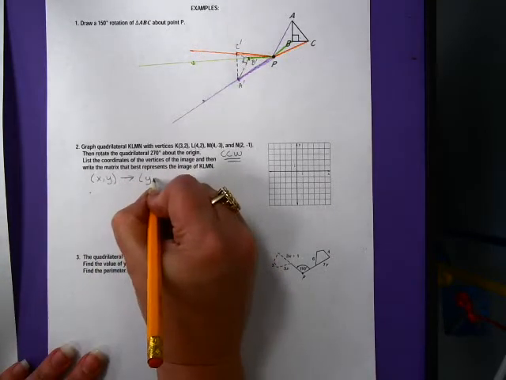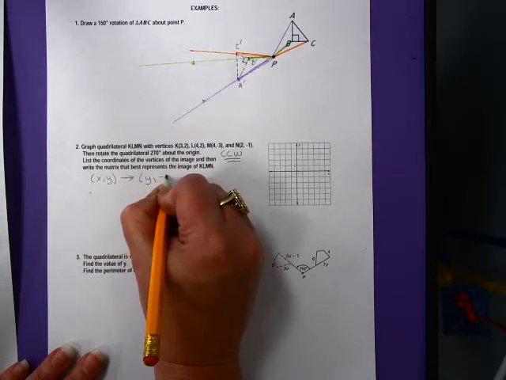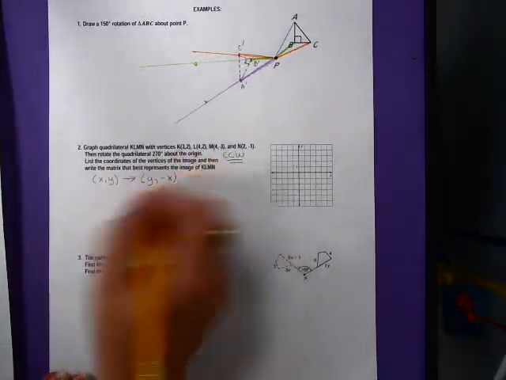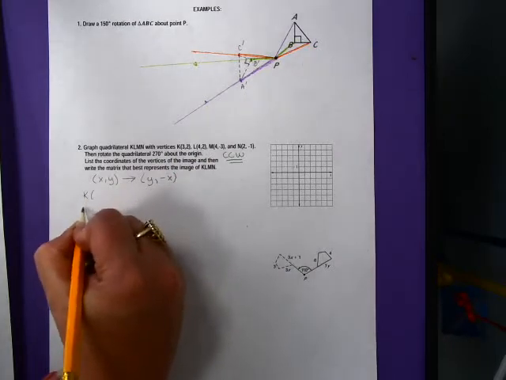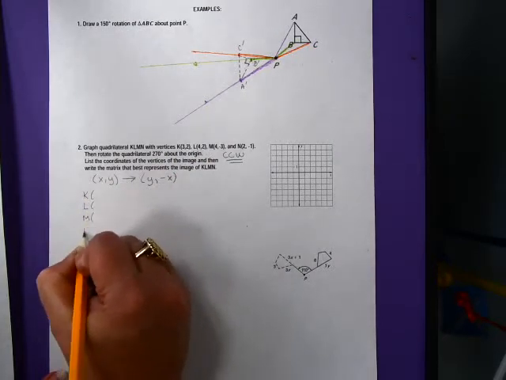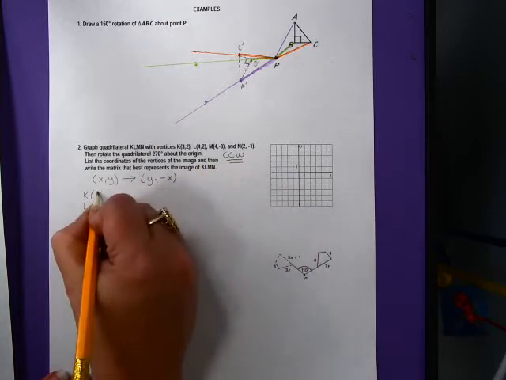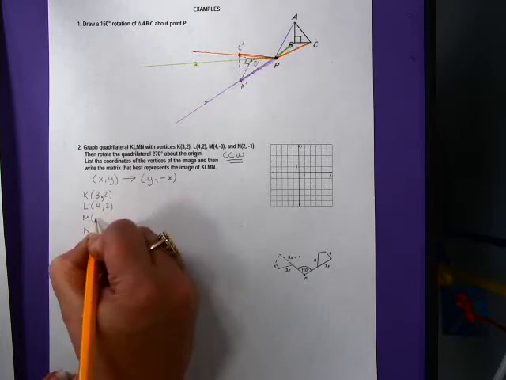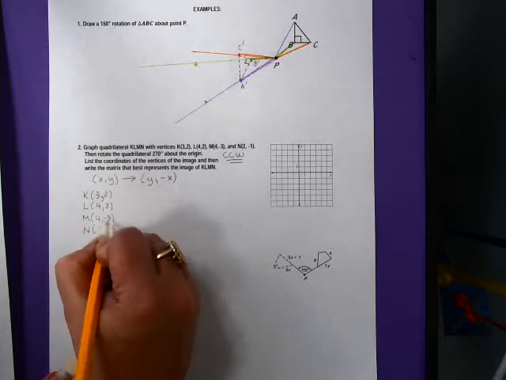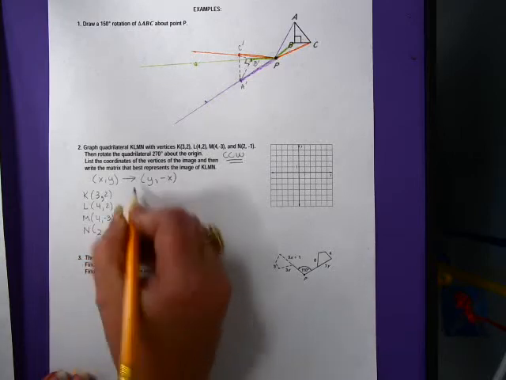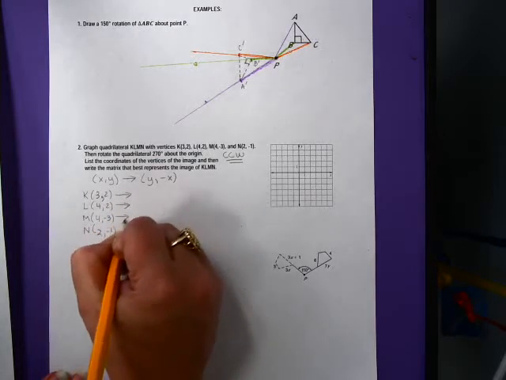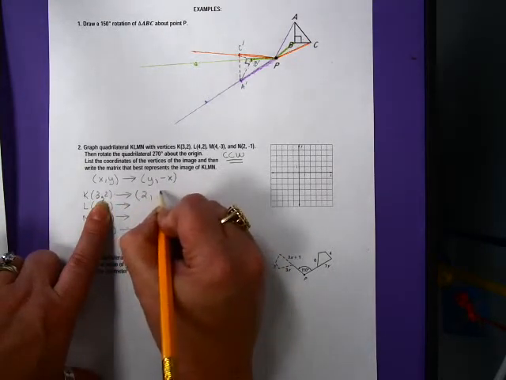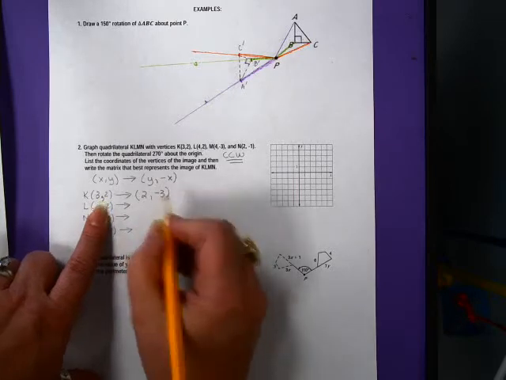Okay, so that means that I'm going to list my points, K, L, M, and N. K is going to be at 3, 2. L is going to be at 4, 2. M is going to be at 4, negative 3. And N is at 2, negative 1. So now I transform them using my rule. So switch them, 2 and 3, and make the second one negative. Change the sign of the second one.